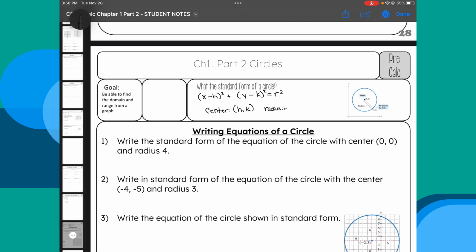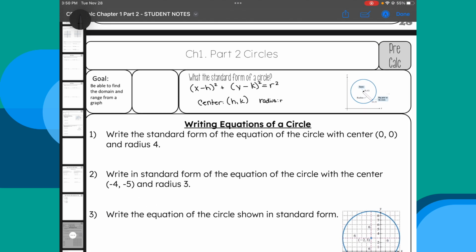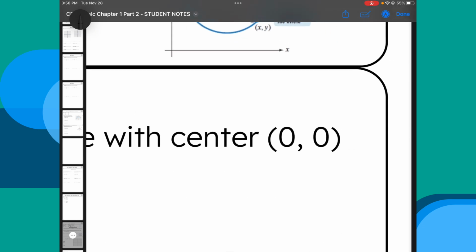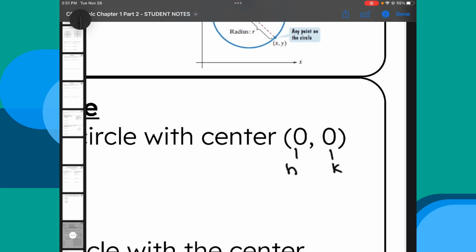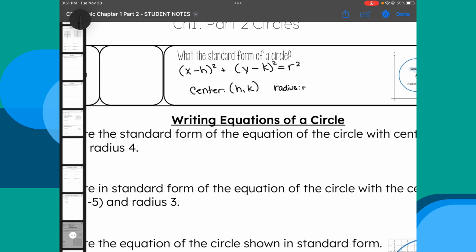Okay, here it asks us to write the standard form of the equation of a circle with center (0, 0) and a radius of 4. So this is going to be my h value, this is going to be my k value, and then we have our radius, which is 4.